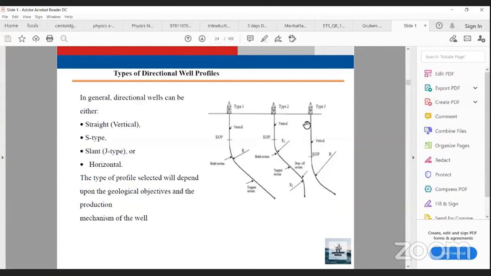Type 3 is called deep kickoff point or horizontal type, which will be composed only of a building section. As I mentioned, horizontal drilling means the angle will be 90 degrees. So it is composed only of building from 0 until I reach 90 degrees to be horizontal.